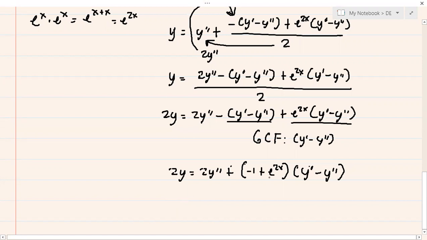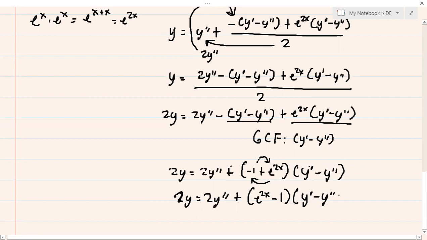Alright? Or pwede nyo naman itong interchange, itong si negative 1 tsaka si e raised to 2x. You can interchange them if you like to. So ito, magiging 2y is equal to 2y second prime plus quantity e raised to 2x minus 1, okay, times quantity y prime minus y second prime. Okay? So for me, ito na yung final sagot ko.